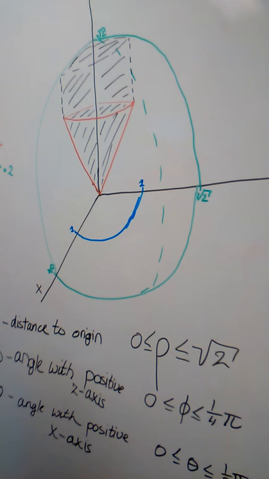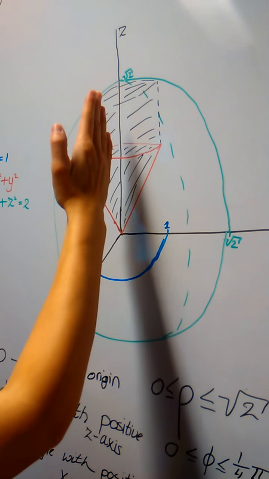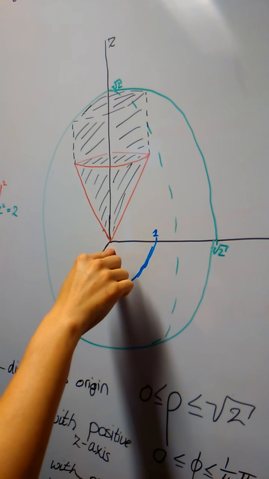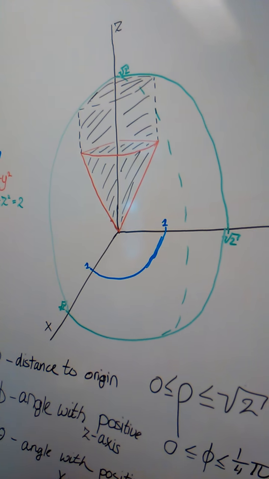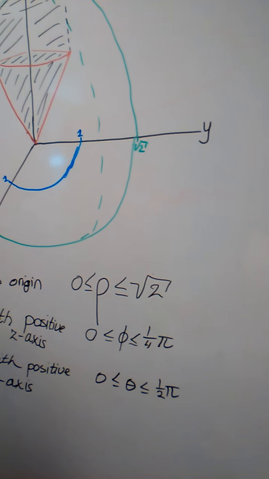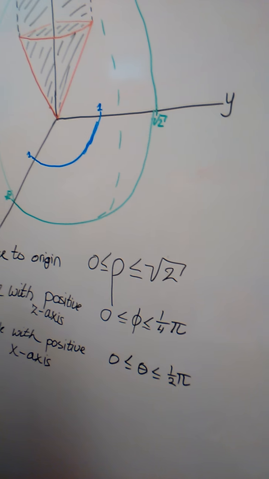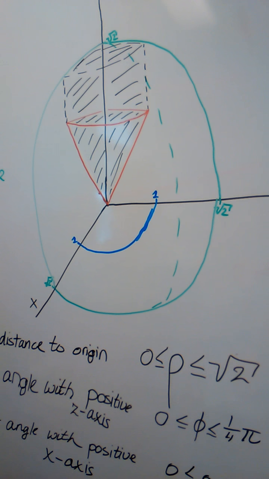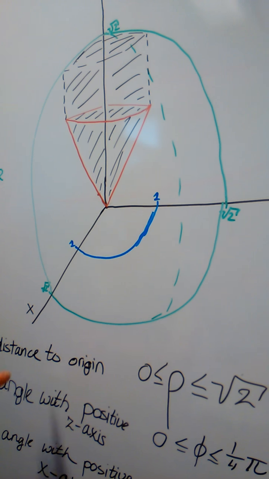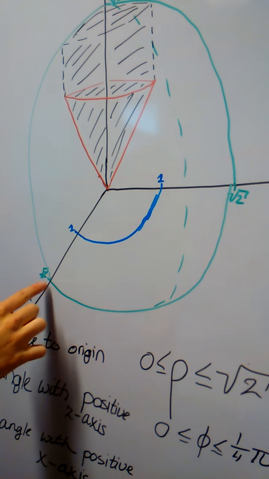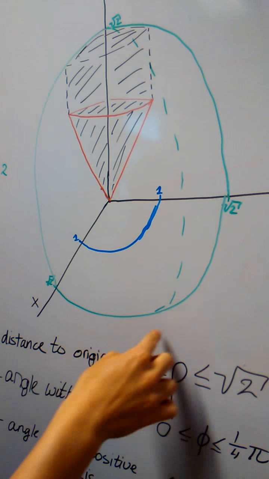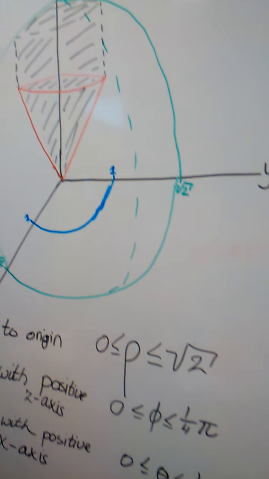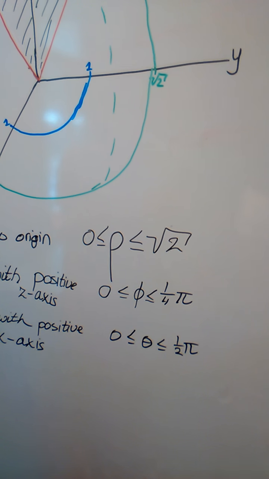Then for phi, the angle to the positive z-axis, the smallest angle is at the top of the sphere, which is 0. The largest angle is within the cone, which is 45 degrees, so 1/4 times pi. Then for theta, the angle to the positive x-axis, the smallest is 0, where the x-coordinate is 1, and the largest angle is where y is 1, so that is 90 degrees. So it goes from 0 to a half pi.